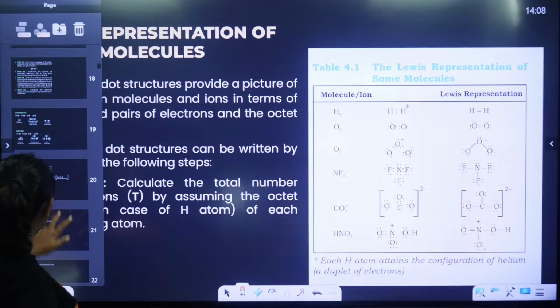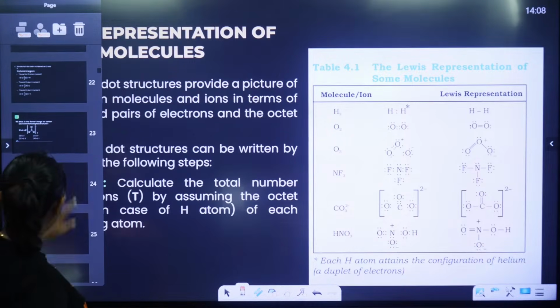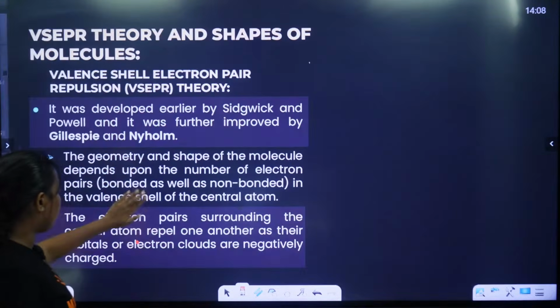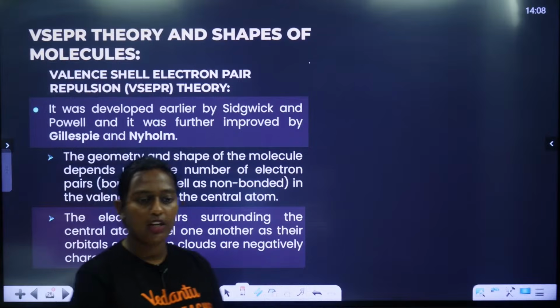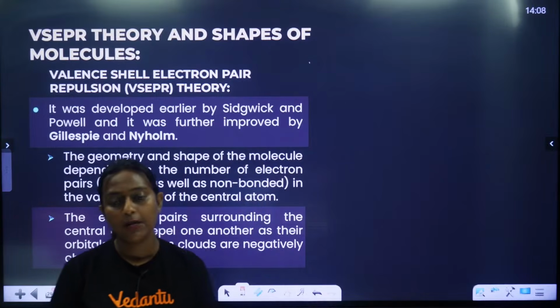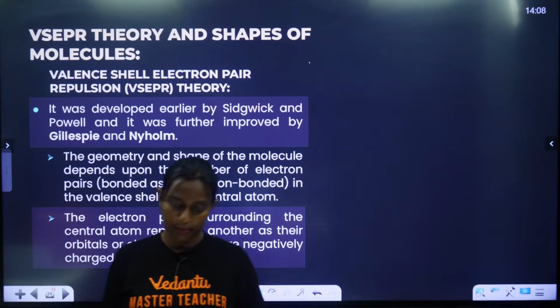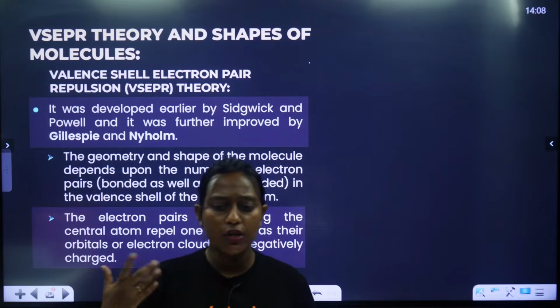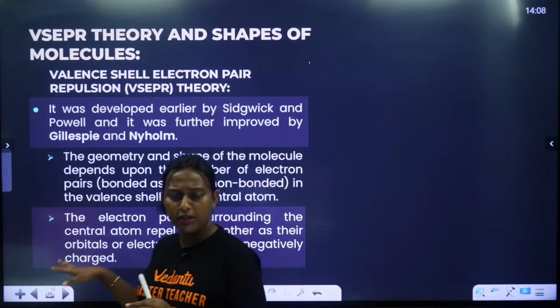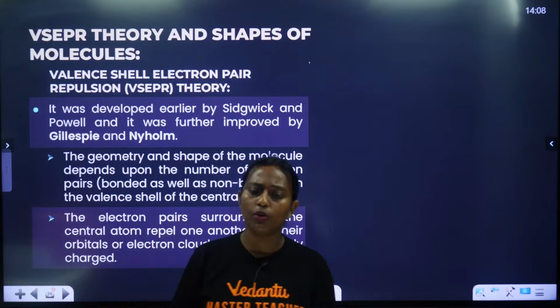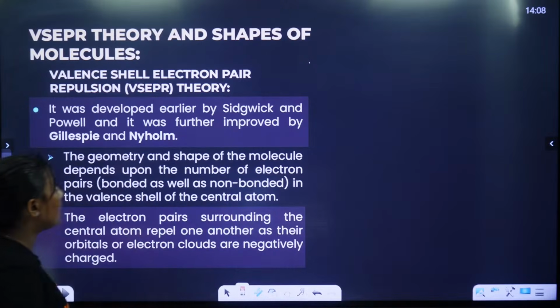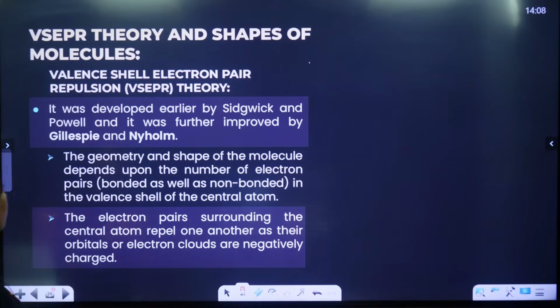Then we are moving to the next topic, VSEPR theory. After this class, I will share this PPT. If you want, you can do the questions; the PPT contains lots of questions. So VSEPR theory and shape of molecules.